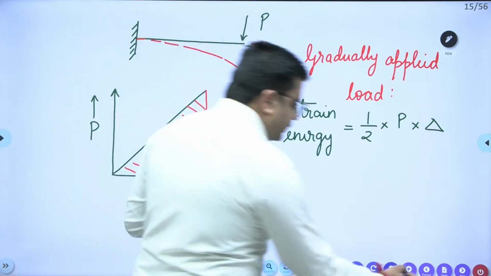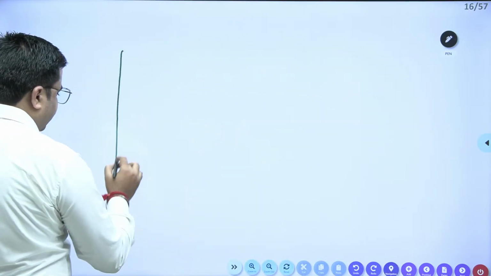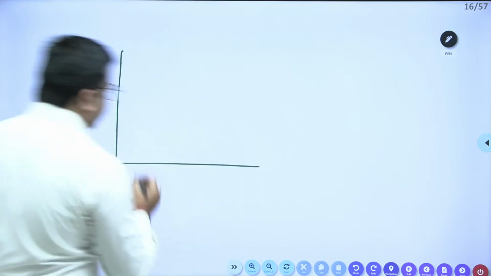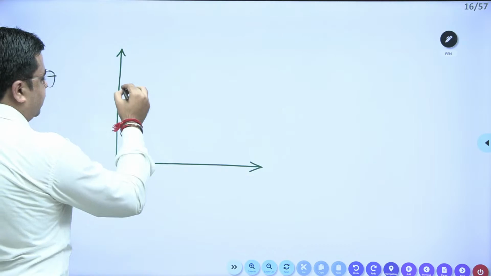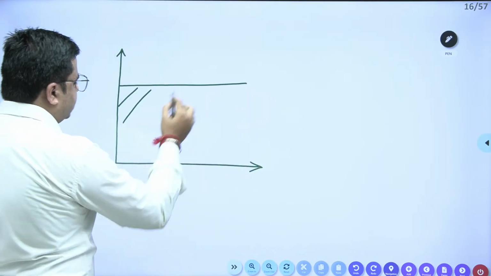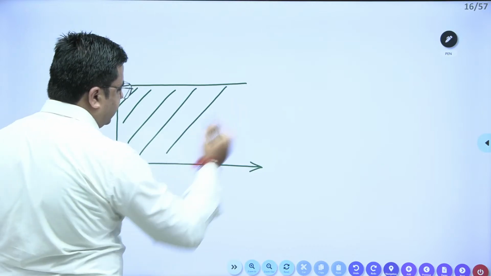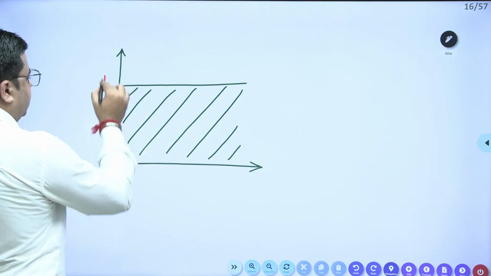When this load is suddenly applied, the kind of load deformation curve you will see will be like this. This is the load deformation curve when the load is suddenly applied or is impact loading. So this is my P, this is my delta.